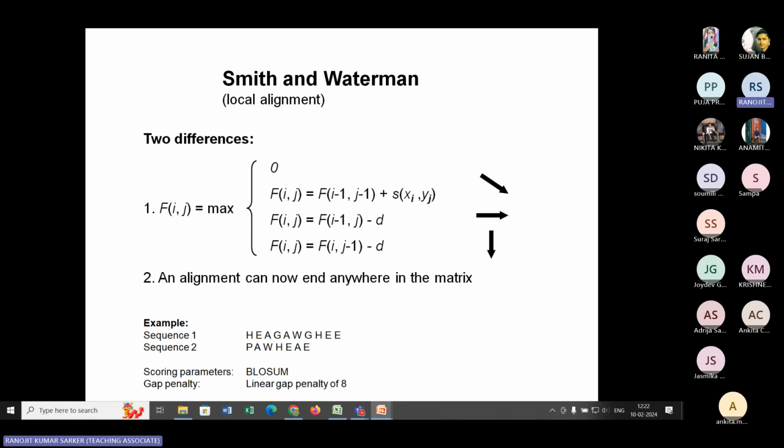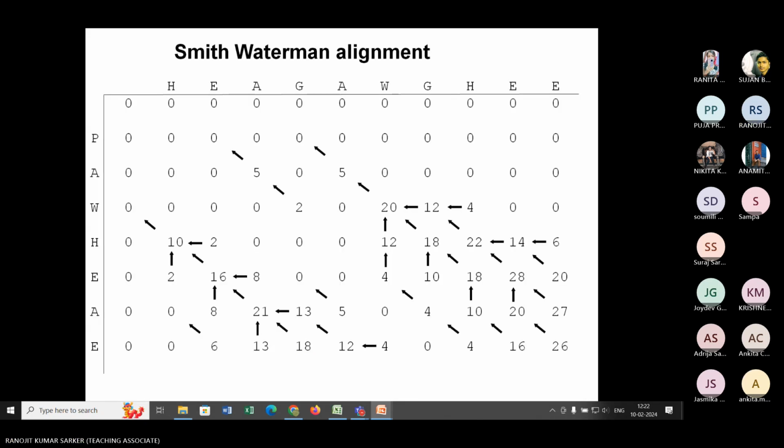Yes, sir. Okay. So now let's consider the same example we discussed for Needleman-Wunsch. Take the same sequence 1 and sequence 2, the same scoring parameters and the same gap penalty. Why have we kept it the same? We want to see the difference between Needleman-Wunsch and Smith-Waterman so that we can understand it very clearly. Fine. So let's go ahead.